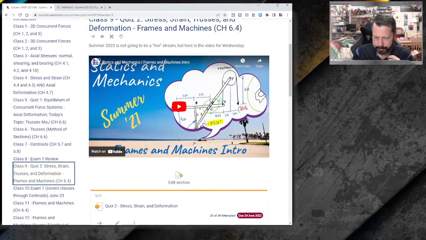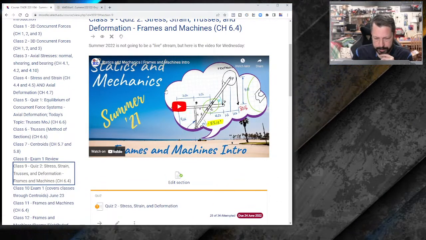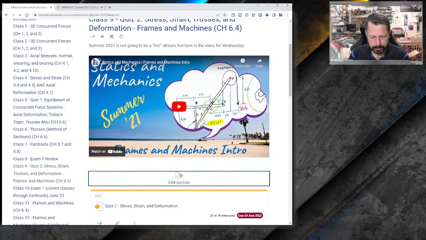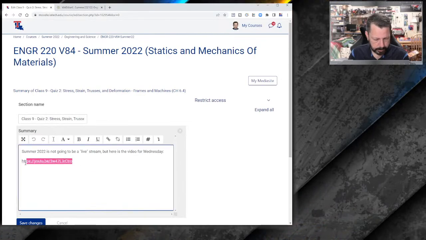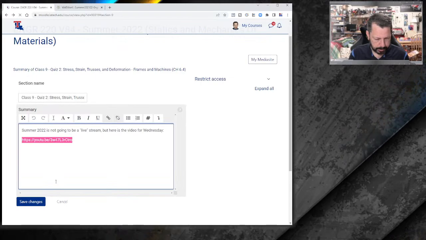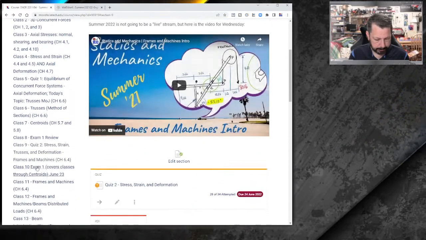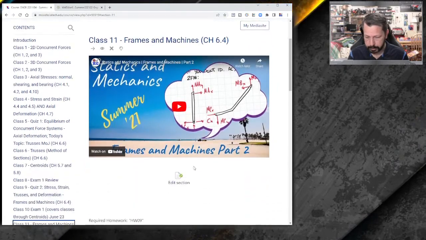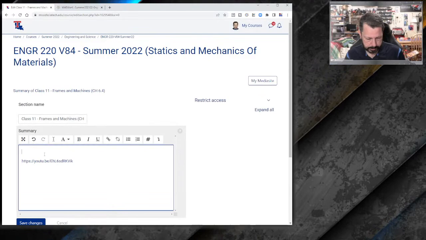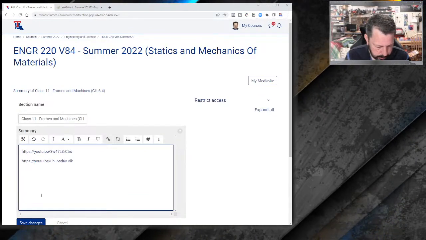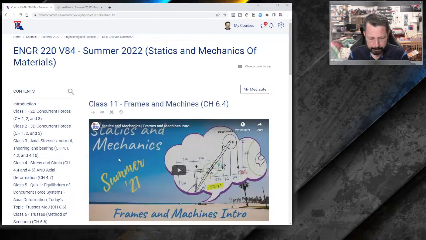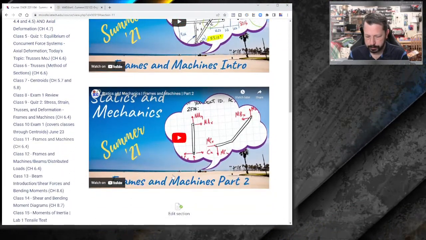It's called intro. Let me move that because that's not where that needs to be. Let's just do that real quick. So we'll just copy that, and let's put that on that class 11 where it should have been. We'll put them both back to back, so that'll be fine. That way you can see both of them together if you want them to be together. There we go. We got Frames and Machines intro, part 2.